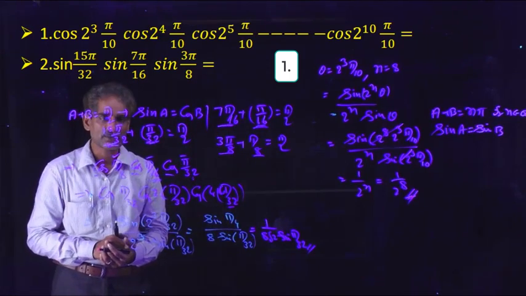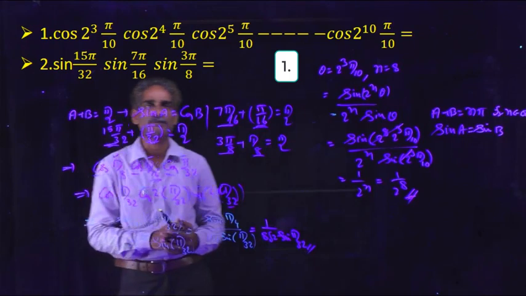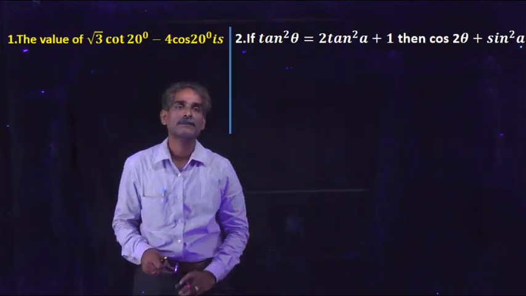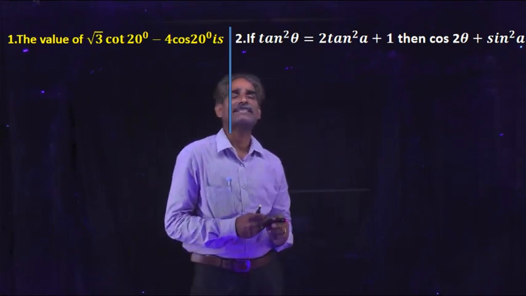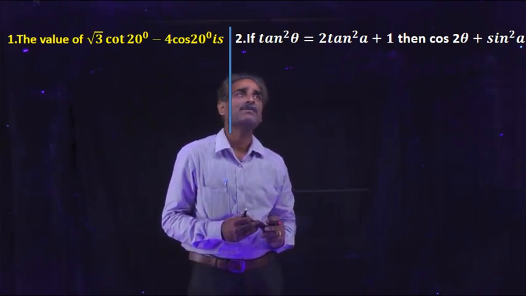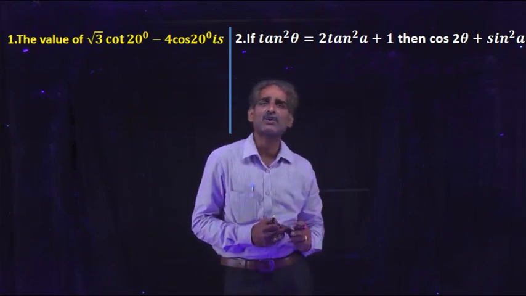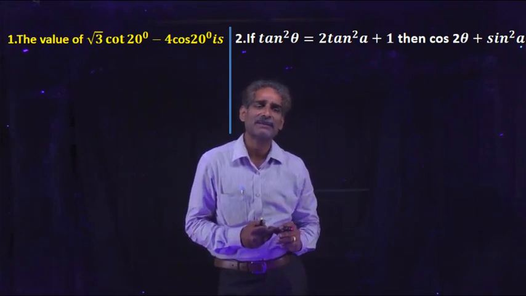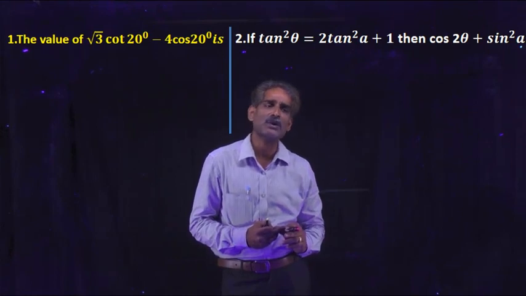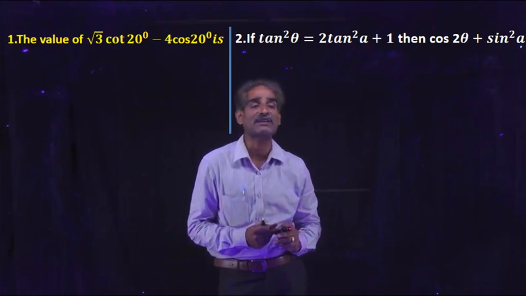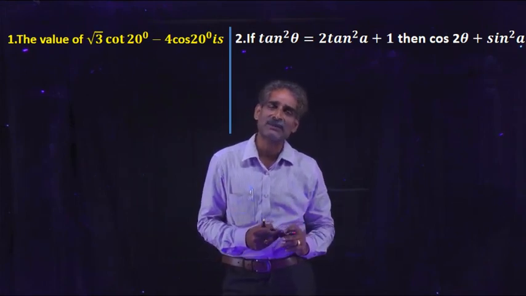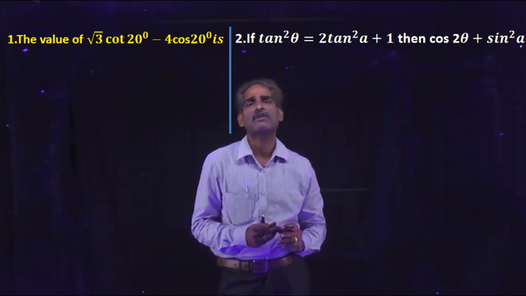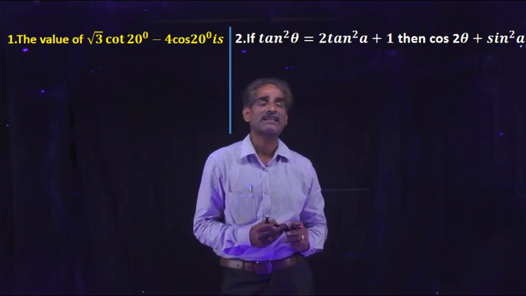Okay, right. So see the next problem, the second problem. If tan square theta is equal to 2 tan square a plus 1, this is the given statement. With the help of this, we have to find the value of cos 2 theta plus sin square a.